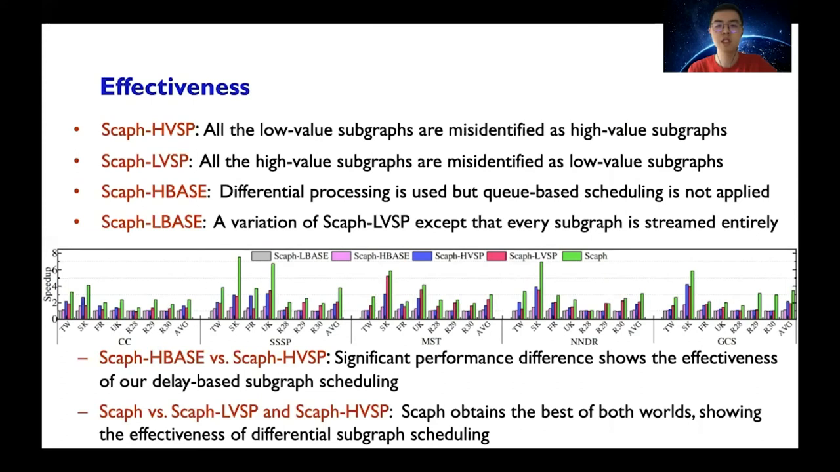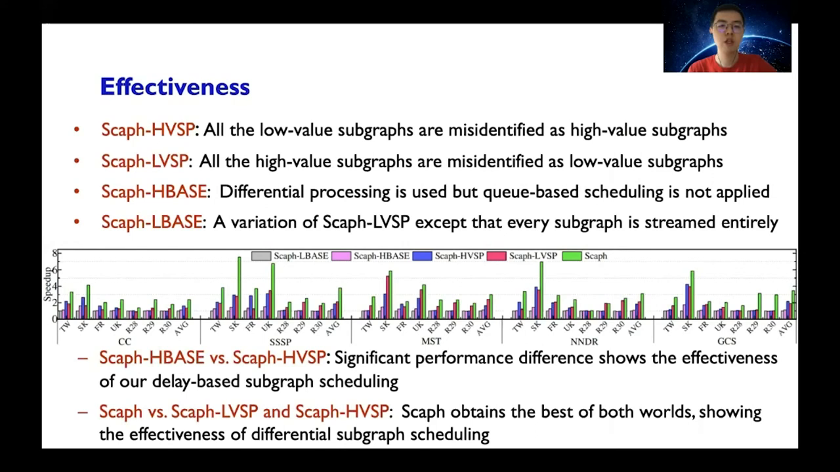We see that the latter two, Scaph-HVSP and Scaph-LVSP, are always better than the others, and also Scaph is the best performer for all the algorithms on all the graphs. Thus, Scaph's value-driven differential scheduling, together with its heuristic subgraph identification, is highly effective.